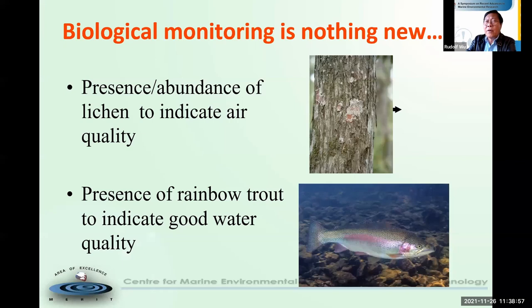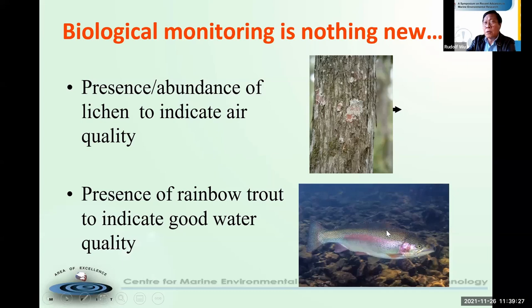And in terms of water, if you go to a stream and you find rainbow trout, that gives you a good indication that the water is pretty good, because rainbow trout cannot survive in water with poor quality. So these are indicators. You find lichen, that means the air quality is good. You find rainbow trout, that means the water quality is good.